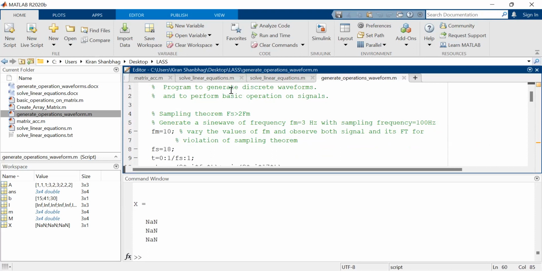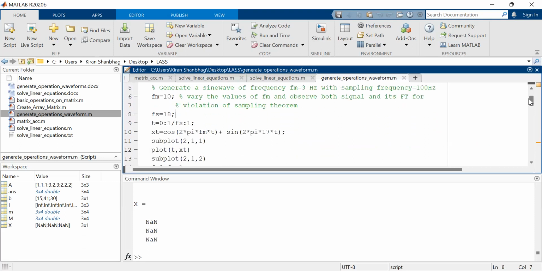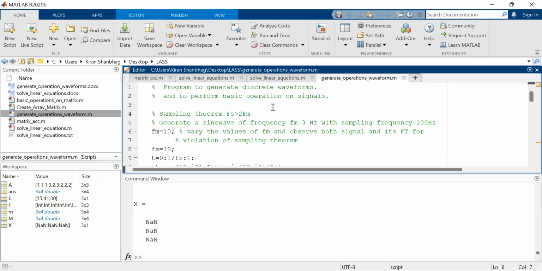Okay, so before that, let me tell you there is something called the sampling theorem. Okay, so it says that if you want to generate a sinusoidal waveform, and the maximum signal frequency of your sinusoidal waveform is say fm, then the sampling frequency, which is one divided by the gap between two discrete time instants, should be equal to or greater than twice the maximum signal frequency. Okay, keep this particular thing in mind.